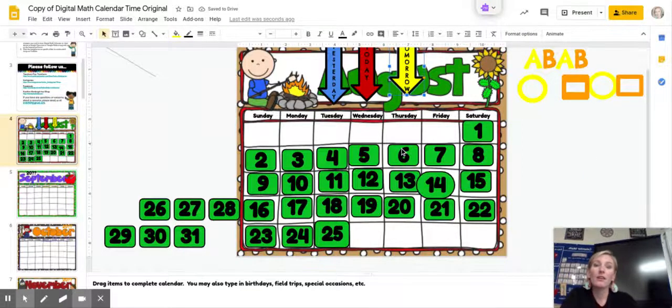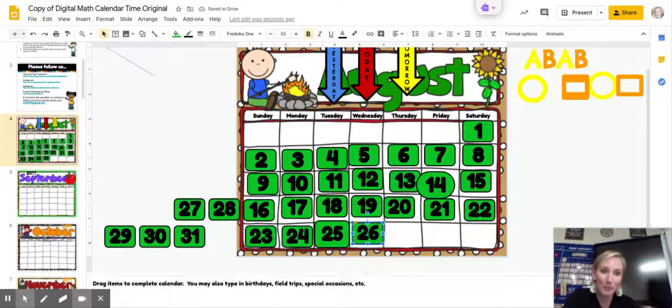Okay, so now we need to figure out what number goes here. So let's count. 1, 2, 3, 4, 5, 6, 7, 8, 9, 10, 11, 12, 13, 14, 15, 16, 17, 18, 19, 20, 21, 22, 23, 24, 25, 26. So here's the number 26. You're going to start hearing me say it has 2 10s and 6 1s because we're talking about place value. So when we talk about place value, that means how much that number is worth.